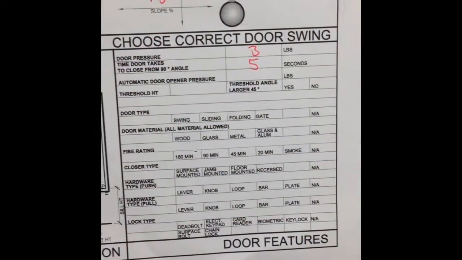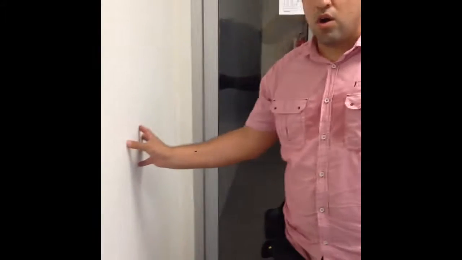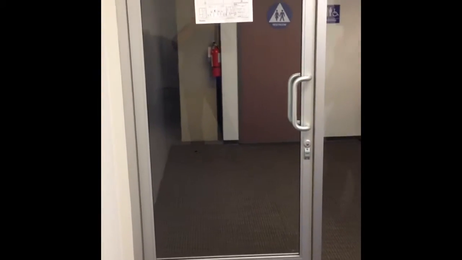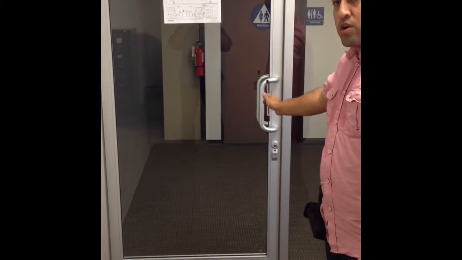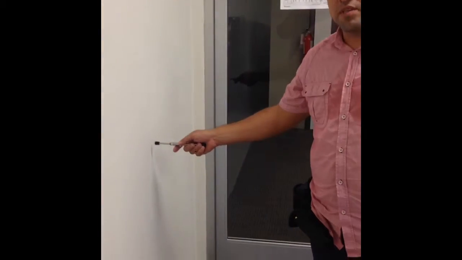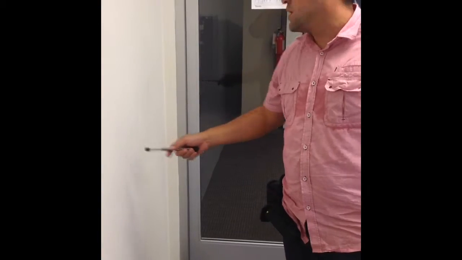Automatic door pressure opener. That's if you have an automatic door. Typically you'll have a button on the wall, maybe placed somewhere else. You would take the pressure using your door pressure gauge, just as we did on the door, and test how much pressure it takes to activate that button.